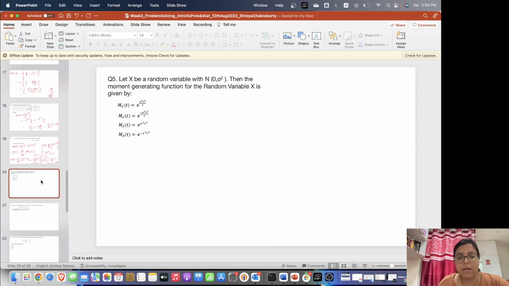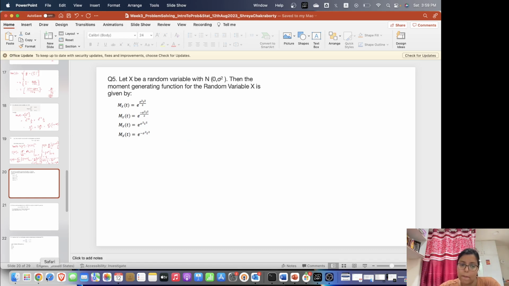So let X be a random variable following a normal 0, sigma square. Then the moment generating function for the random variable is given by what? Can you try this out? Do you know the PDF of a normal random variable?